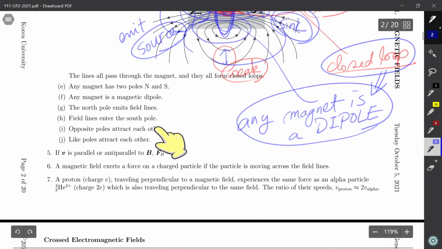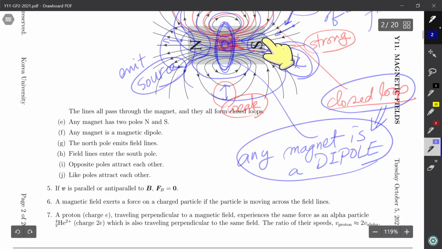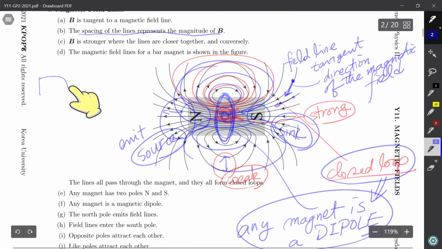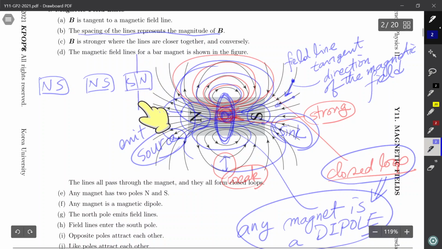Field lines enter the South pole. Opposite poles attract each other. North-south, south-north-south. In case it is south-north, then it is free to rotate about this axis. Then, because of the torque, it flips direction and eventually it becomes north-south. They attract. Attractive force.